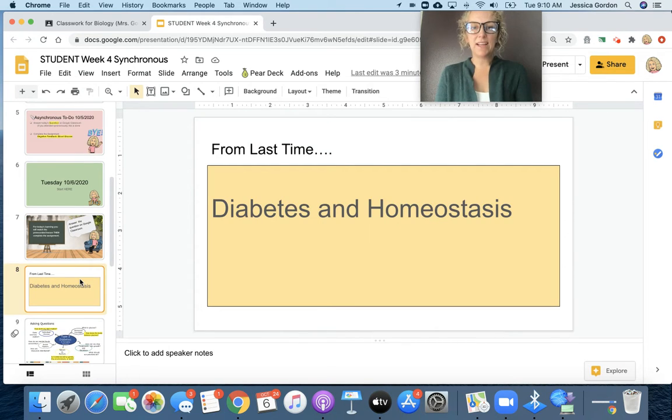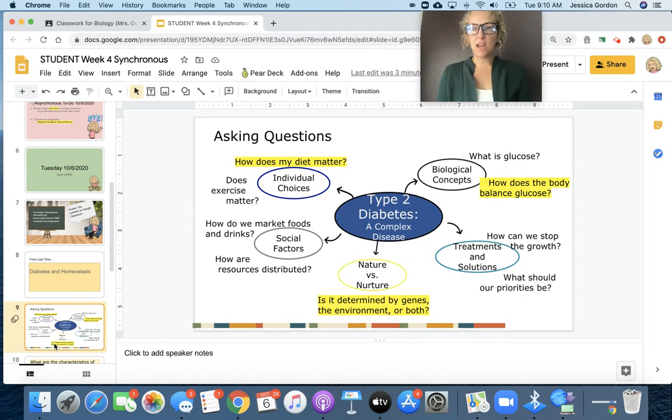So just to bring us back to last time, we've been talking so far this unit about diabetes and homeostasis. So just a quick review. There are several types of diabetes. The one that we are focusing on in this unit is type 2. And type 2 diabetes is a complex disease that involves an imbalance of glucose. Now, type 2 diabetes has a lot to do with the individual choices of someone. So, for example, someone's diet choices or exercise choices definitely play into type 2 diabetes. There are biological factors as well. So definitely some people are more susceptible to type 2 diabetes.